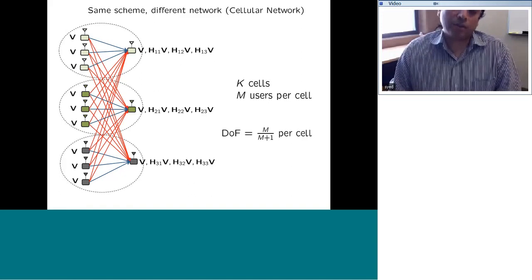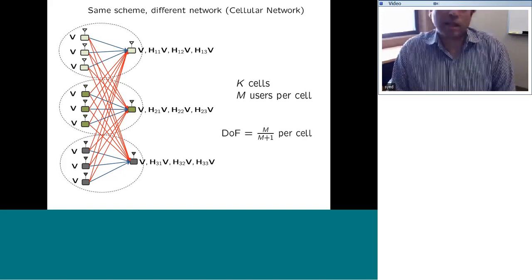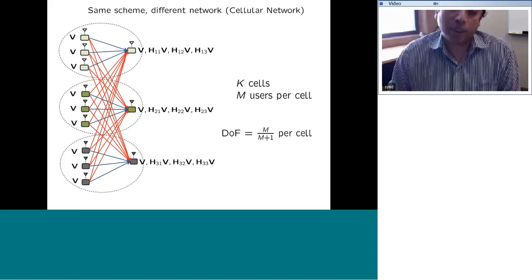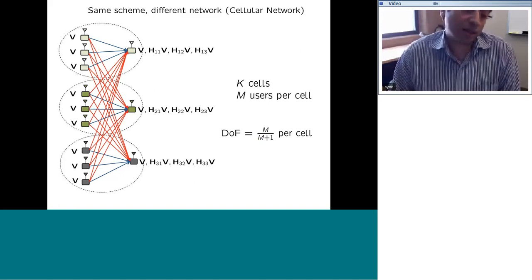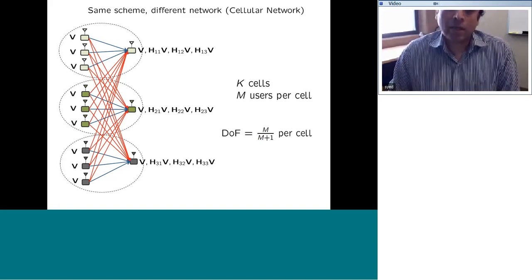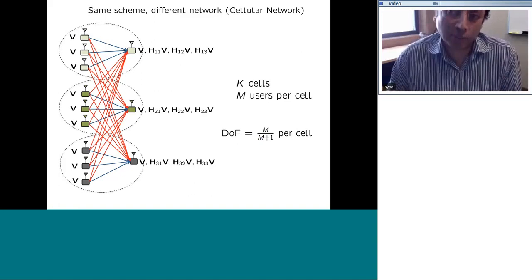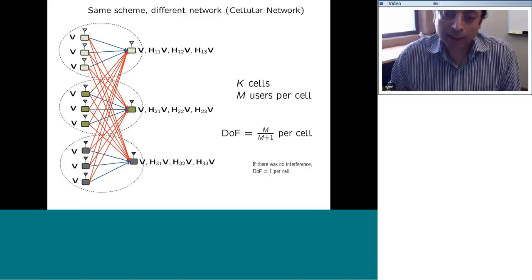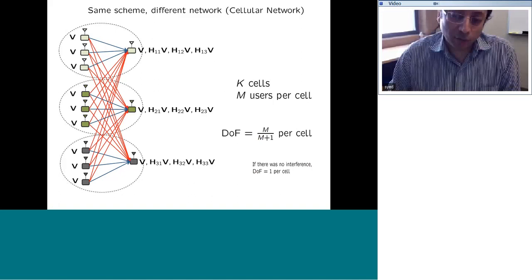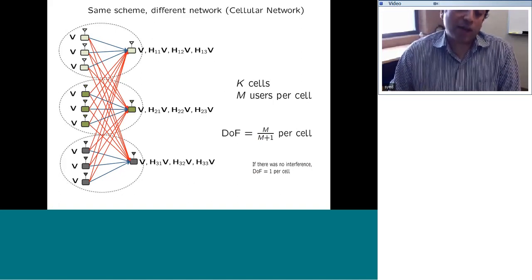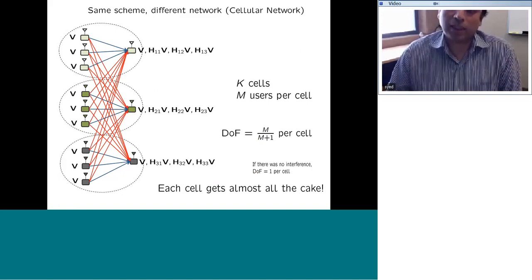And in general, if you consider arbitrary M and K, the DOF per cell would be M over M plus 1. So notice it does not depend on the number of cells. Of course, it has to be more than 1. And this is also the optimal solution. So again, you can prove an information theoretic outer bound for this, that you cannot do better than this. Of course, if there was no interference, you would have only 1 DOF per cell. So M over M plus 1 gets close to 1 if you have enough users. So it's as if each cell gets almost all the cake. So the solution here is as if there is no interference between the cells.